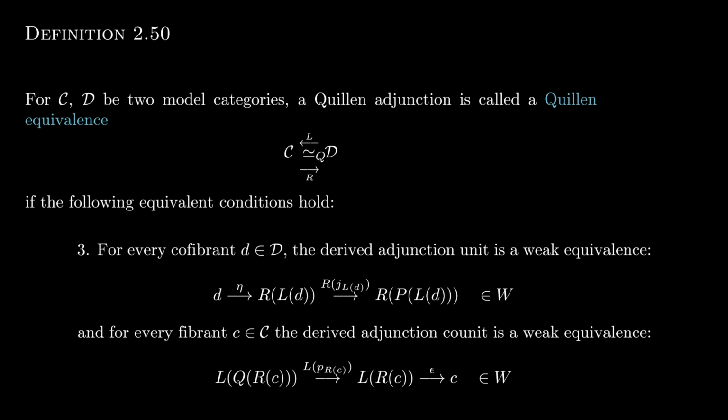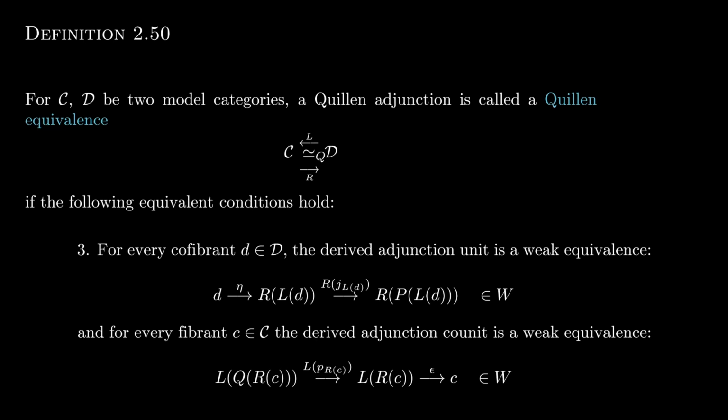We also require the dual case, or I guess equivalently, that or sorry, not equivalently, we require both, that for every fibrant object, the following composite is a weak equivalence, where the first map is the cofibrant replacement of RC and the second is the adjunction co-unit. We call this composite the derived adjunction co-unit.